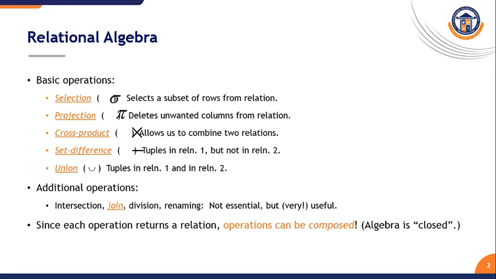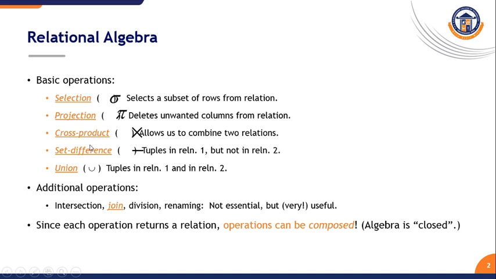The next one is basic operations of relational algebra. In relational algebra, there are some basic operations like selection, projection, cross product, and set difference. Here, for selection we use the symbol sigma, and the projection symbol is pi, the cross product is used as a cross symbol, the set difference is used as a minus symbol, and the union is used as a union symbol. These are the symbols of the basic operations involved in relational algebra.